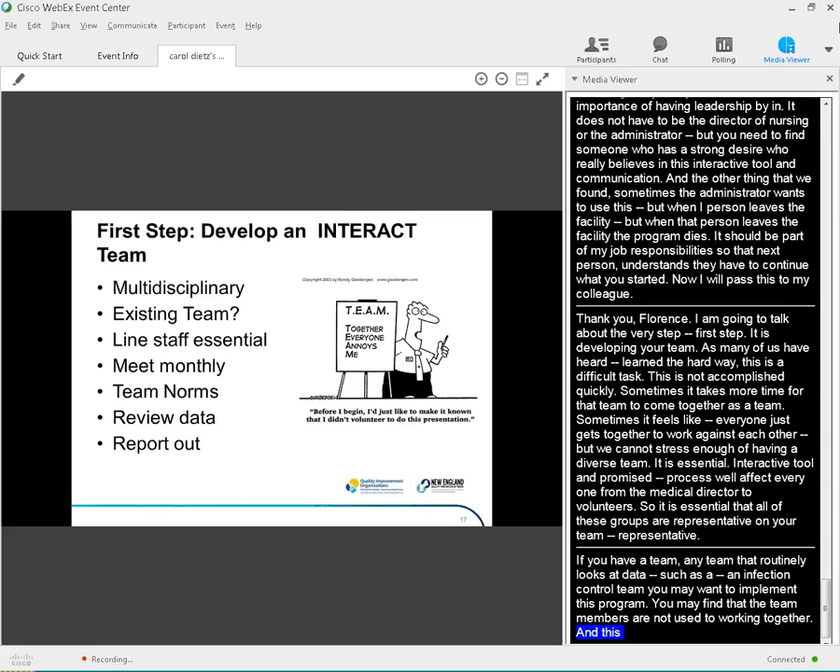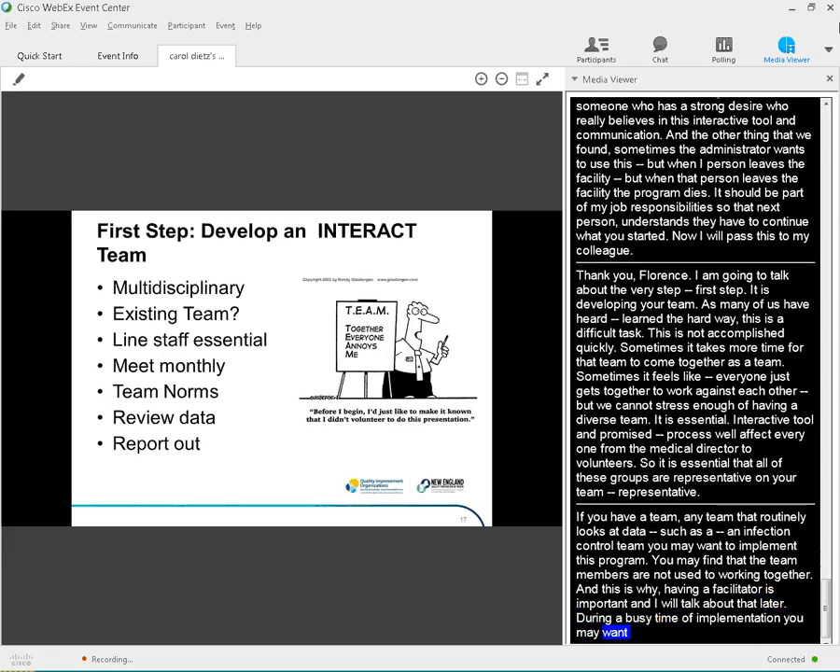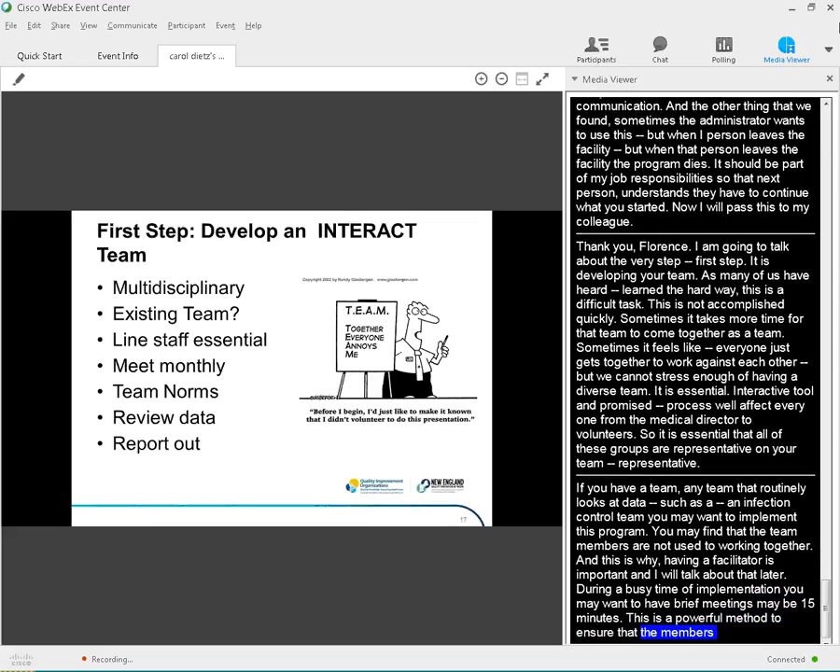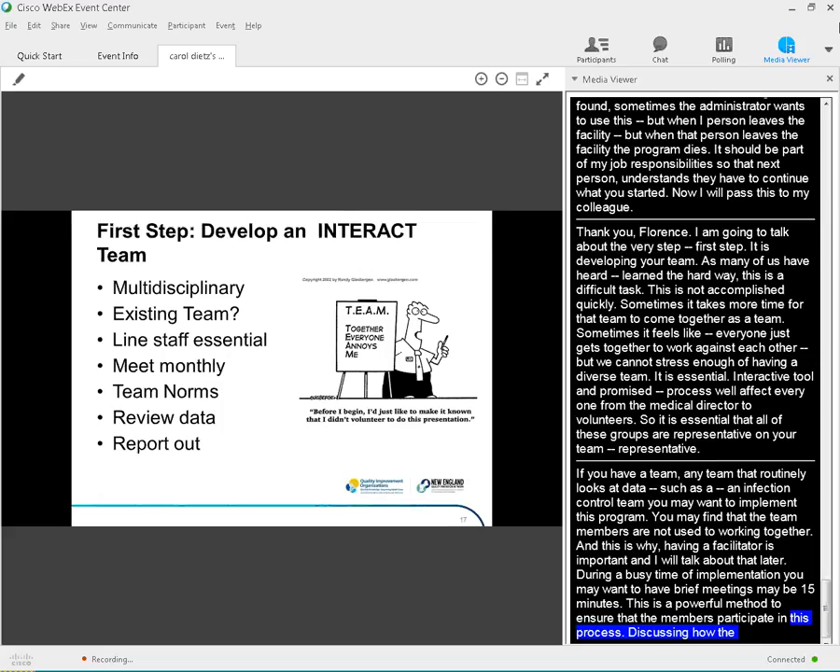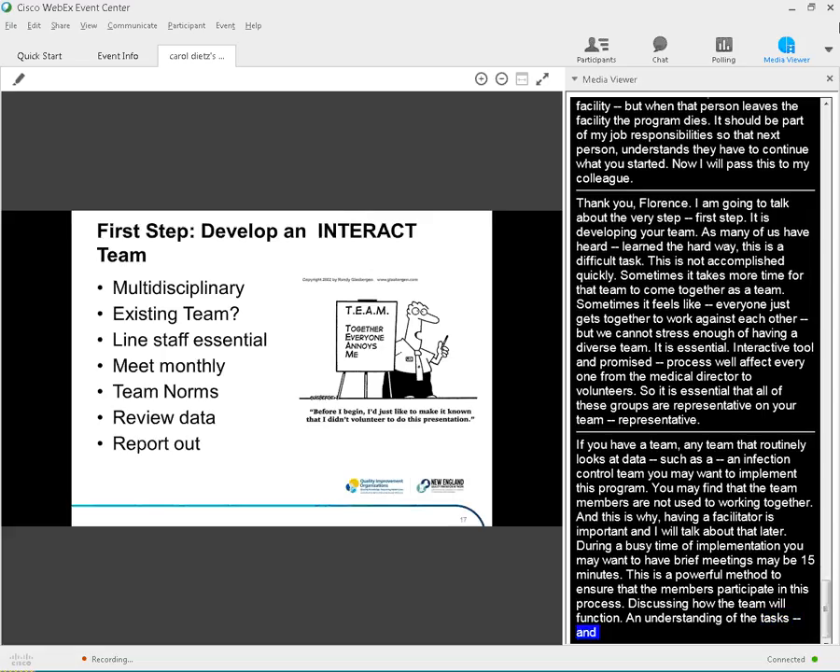The team needs to meet at least monthly, and during a busy time of implementation, you may even consider brief huddle meetings of 15 minutes around a specific task if needed. Establishing team norms is a powerful method for ensuring that team members actively participate in the process. Participating in decisions about how the team will function fosters greater commitment to the initiative and understanding of the task. At each team meeting, the team will, at a minimum, want to review readmission rates and other measurements of Interact implementation and design methods of reporting this information to the rest of the facility.